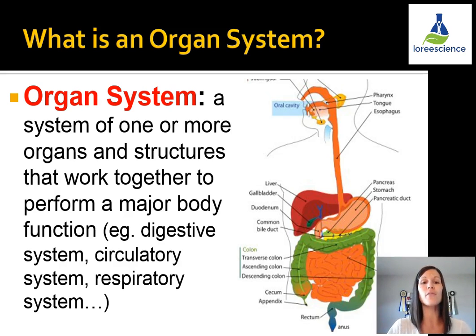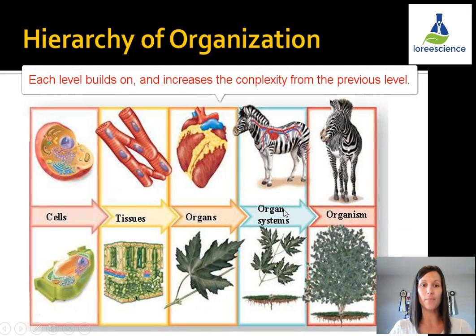Organ systems are several organs put together to perform a major body function. So you have the digestive system, circulatory system, and respiratory system within an organism. Both plants and animals do have this hierarchy of organization. We can take a look at our animal example here.